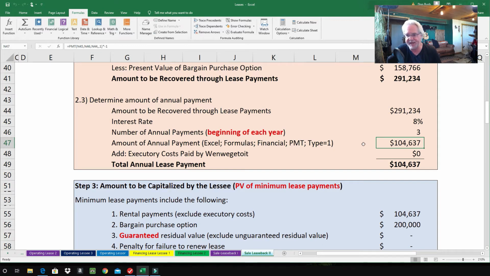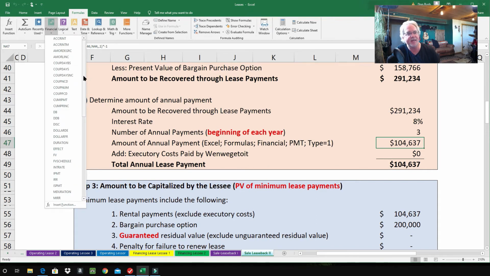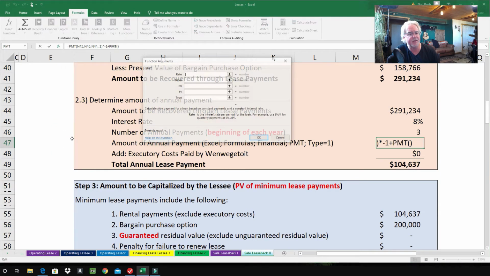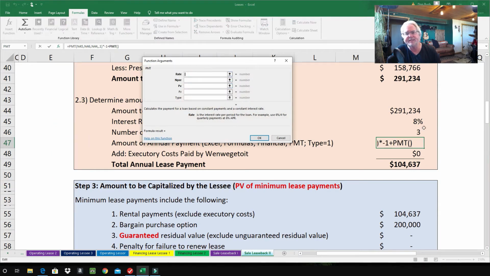How was that found? Well, we got to use Excel again. We go up here to formulas, go to financial, go to PMT for payment. PMT, there you are. The rate is 8%. The number of periods is 3. All I have to do is click. Present value 291,234. All I got to click there.